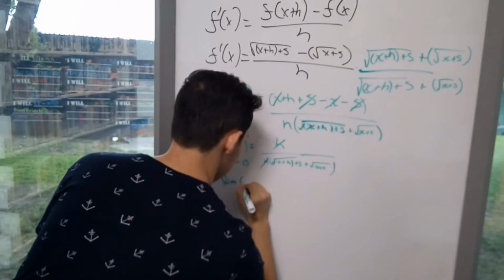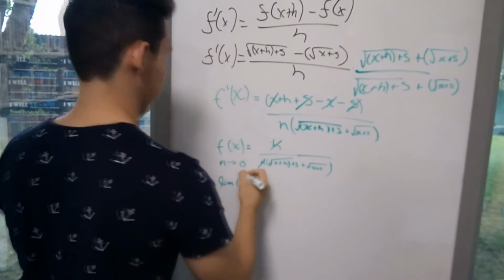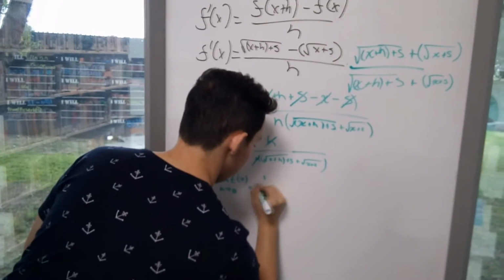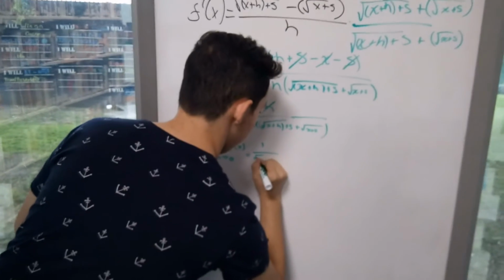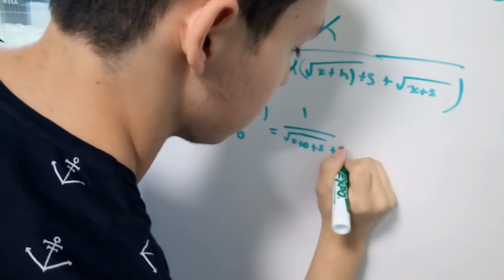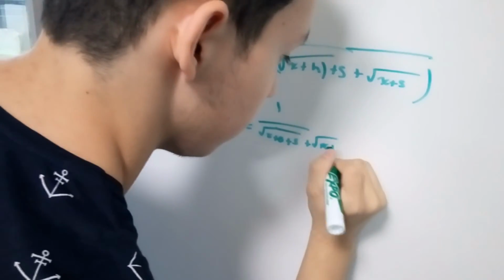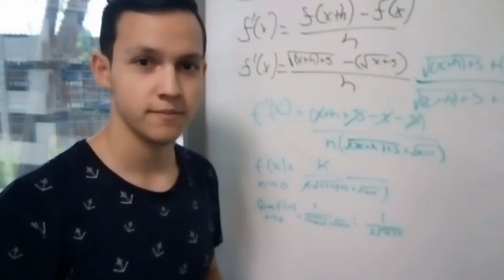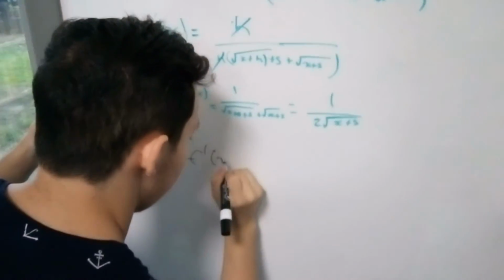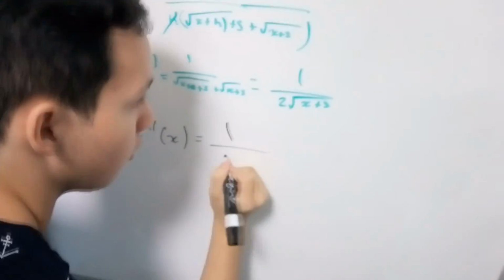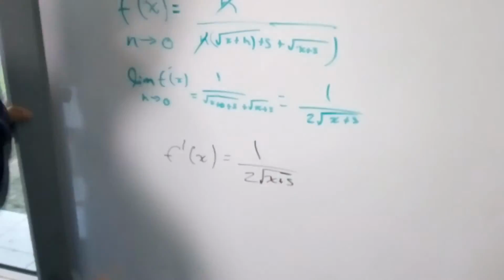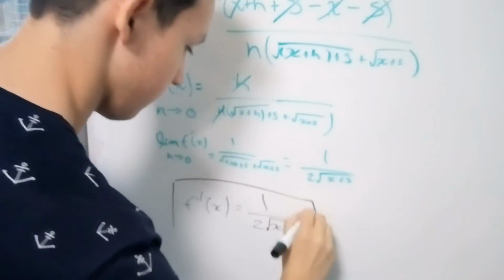Okay, so the limit of f prime of x, as h approaches 0, is 1 over the square root of x plus 0 plus 5 plus the square root of x plus 5. Right, so our final answer will be f prime of x equals 1 over 2 square root of x plus 5. So this is our final answer.